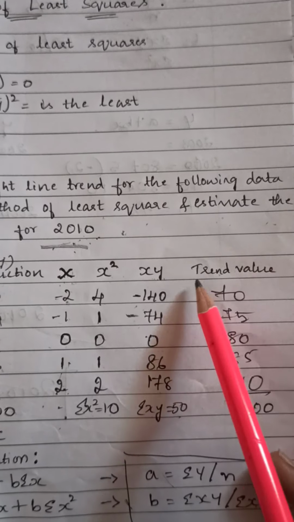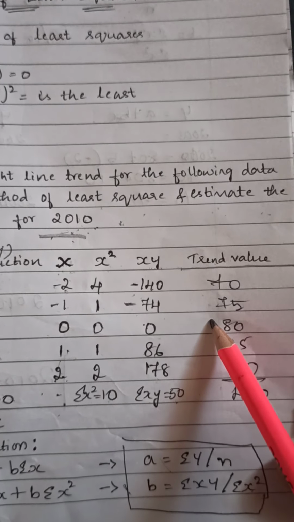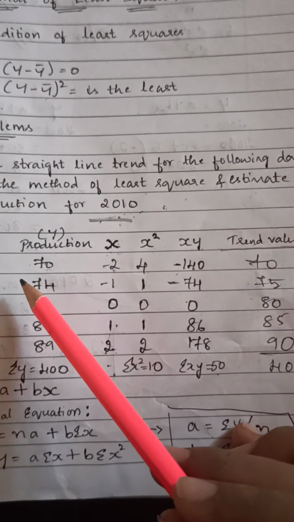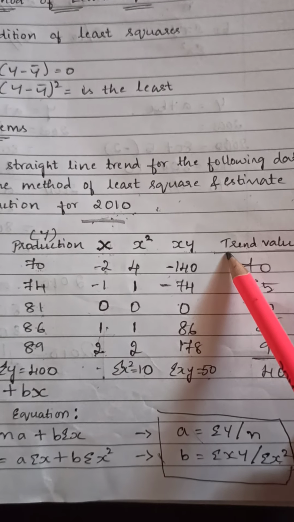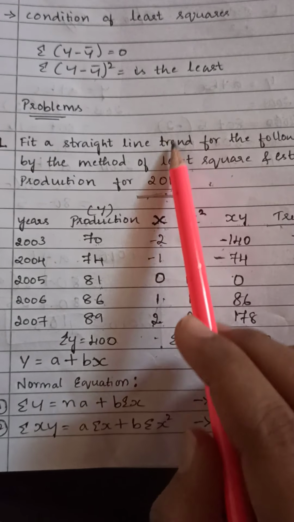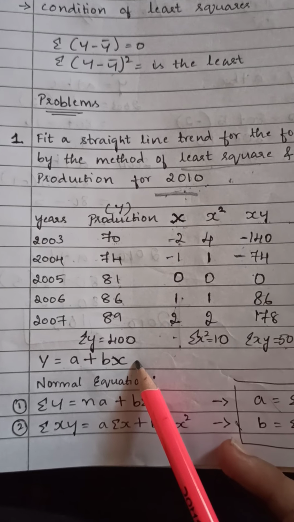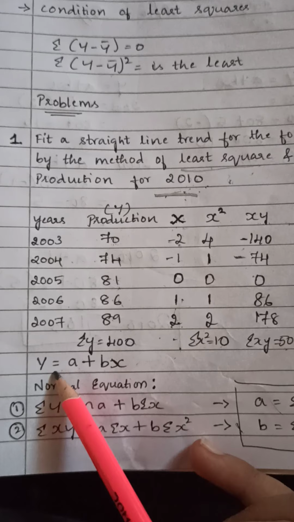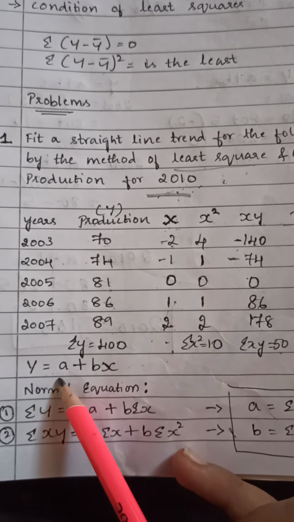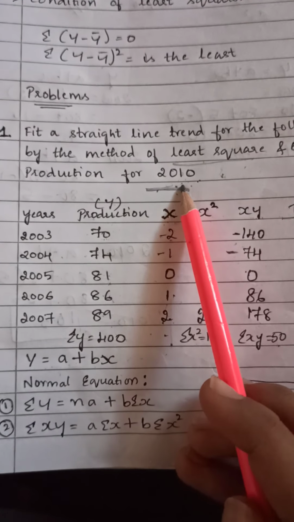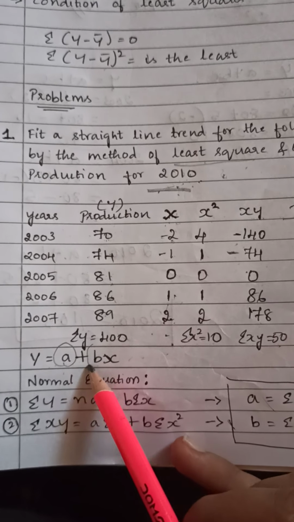The next column is the trend value, which is the last column. We have to find the trend value for 2010, so first we need to find all the trend values for these years. For that we follow the equation under the least squares method, that is y equals a plus bx. By following this equation we can find the production for 2010. Before that we have to know the value of a and the value of b.